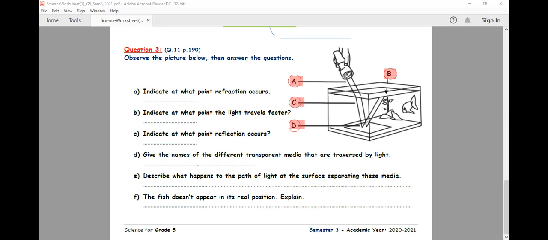What are the different names? What are the different transparent media that are traversed by light? Where does light move? What are the names of the media where light passes?